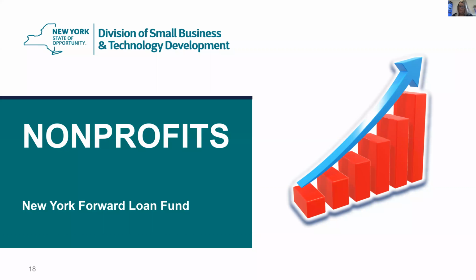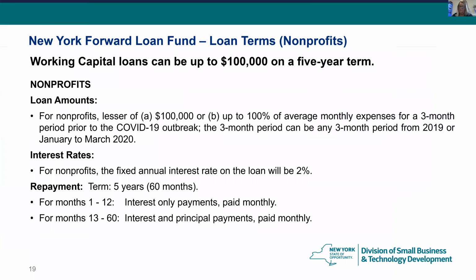So now last, a little overview of nonprofits. Nonprofits work a little bit differently than the other two. So for nonprofits, again, they're $100,000 loans. And in this case, it's the lesser of $100,000 or up to 100% of your average monthly expenses for a 3-month period. So it's based upon your budget. So average monthly expenses for a 3-month period prior to COVID-19, again, it could be the same basis for any 3-month period in 2019 or January through March 2020.